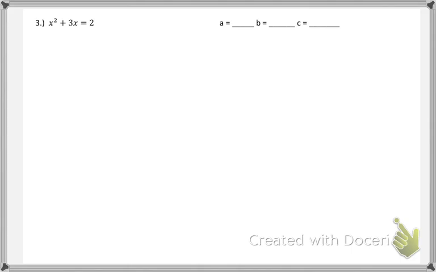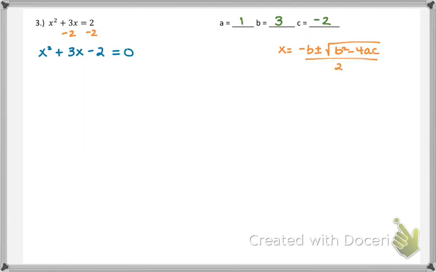So first things first, you gotta move that 2 and put it into standard form. So let's minus 2 on both sides. I've got x squared plus 3x minus 2 equal to 0, and now I'm in standard form. A is 1, b is 3, c is negative 2. Quadratic formula, x can be calculated by negative b plus or minus the square root of b squared minus 4ac all over 2a.